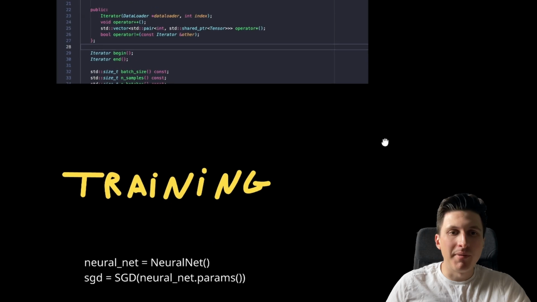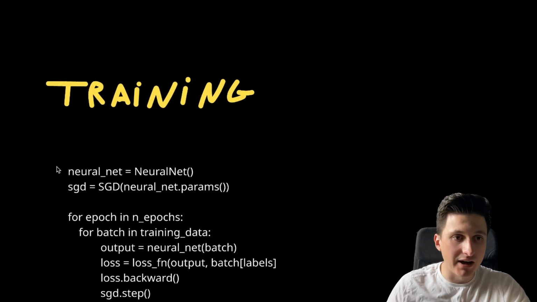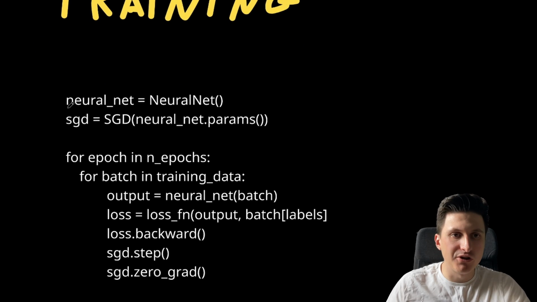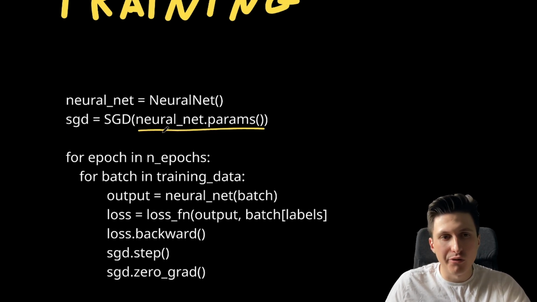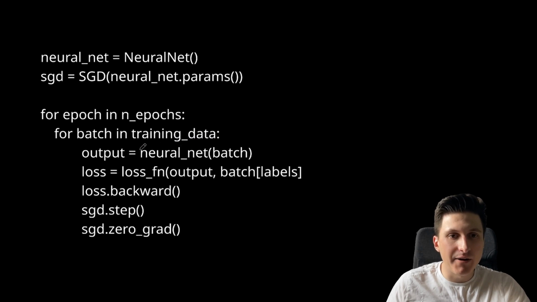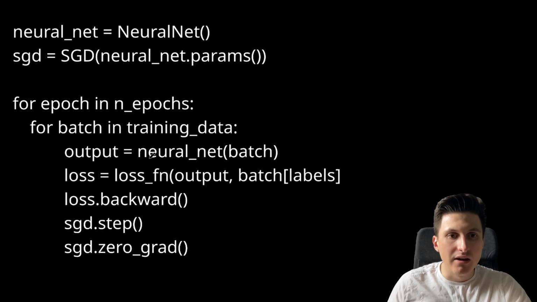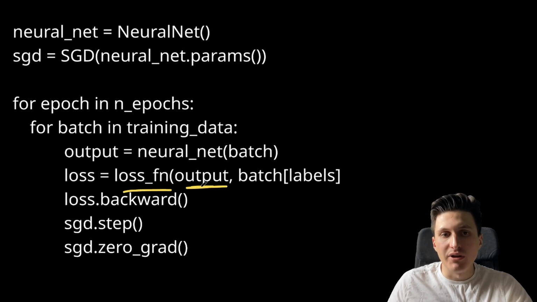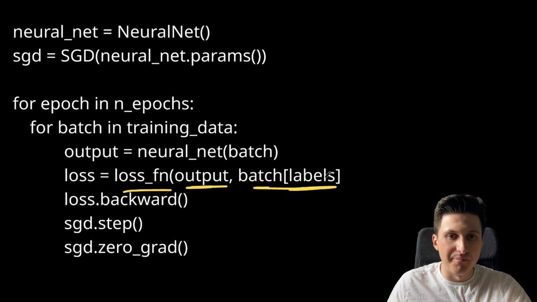Okay, so now we have implemented everything we need to start training, and this training process will look as follows. We are first going to define a neural network. We are then going to define an optimizer, which takes as input the parameters of this neural network. We will then, for a certain amount of epochs, iterate over each batch of our training data. First off, pass this batch through our neural network to get predictions, and use some kind of loss function to give in these predictions and the actual, true labels, and calculate a loss.